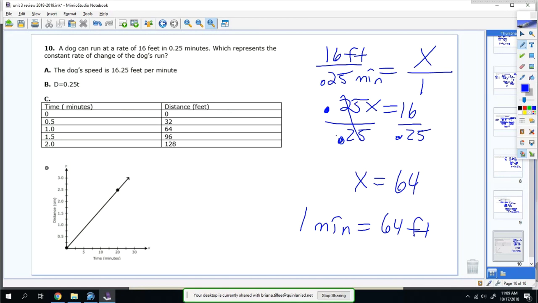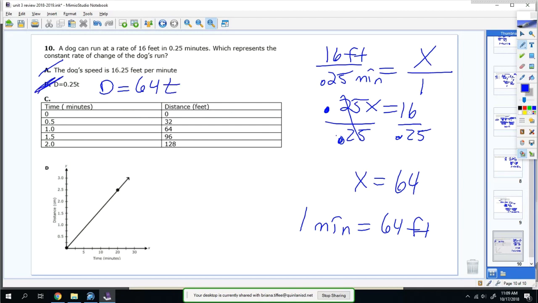So now I can look at my answer choices to compare it. So it says A, the dog's speed is 6.25 feet per minute. No, we just proved it was 64 feet per minute. Okay, B says the equation would be D is equal to 0.25 times T. Well, that's not right because it's saying the constant is 0.25. The constant's actually 64, so the equation should be D is equal to 64T.